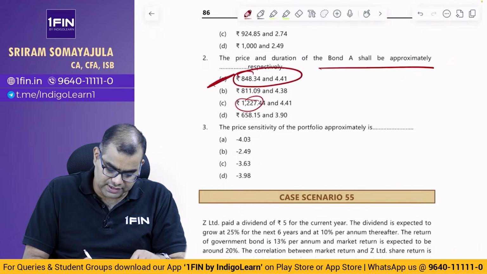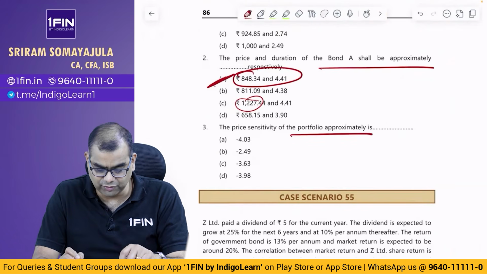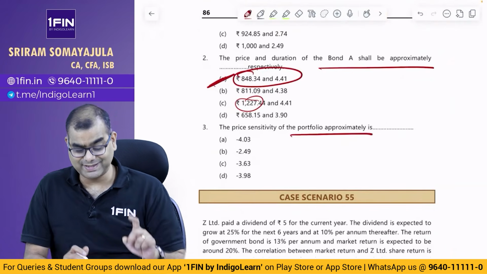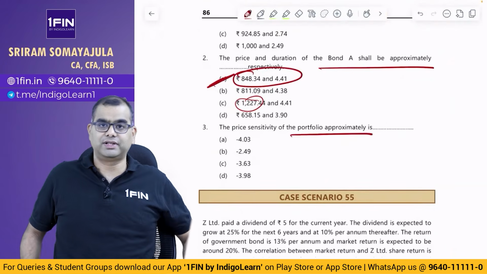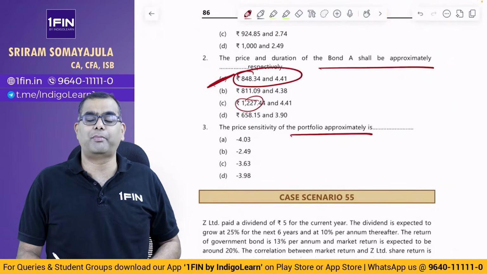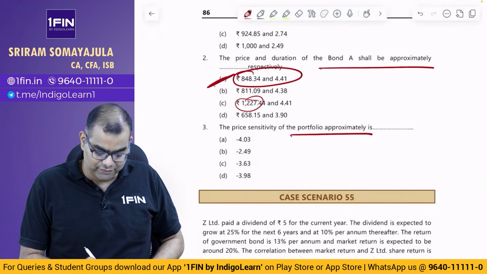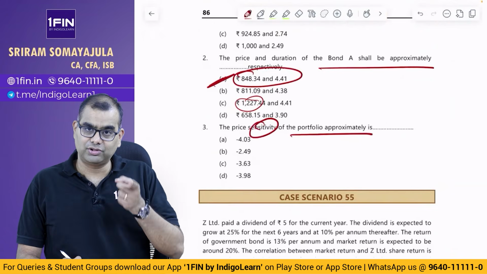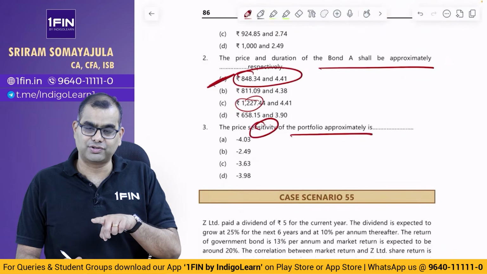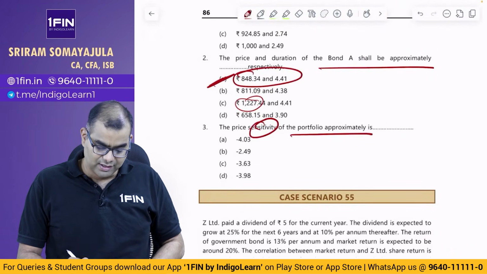Okay, then price sensitivity of the portfolio. What is price sensitivity of the portfolio? Please note price sensitivity. So what is sensitivity? Is it Macaulay or modified? Sensitivity refers to modified. You have to be very, very careful. So first you have to find out the Macaulay duration of the portfolio, then divide by 1 plus yield.